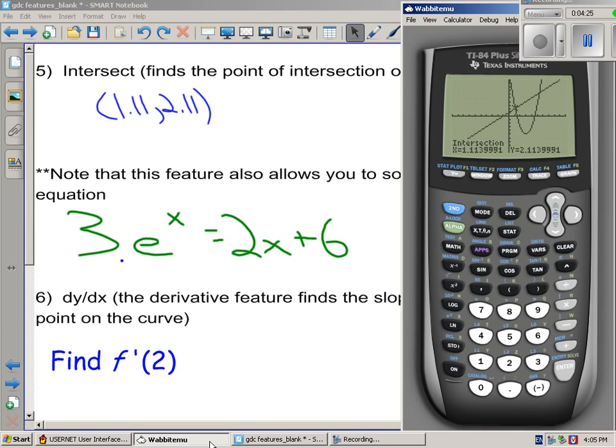And there's another point of intersection a little further along. So I just go through the same process again. Second calc, 5 for my intersection. First curve, yep. Second curve, yes. And now I need to guess closer to that second intersection, which occurs at 5.39, 6.39.